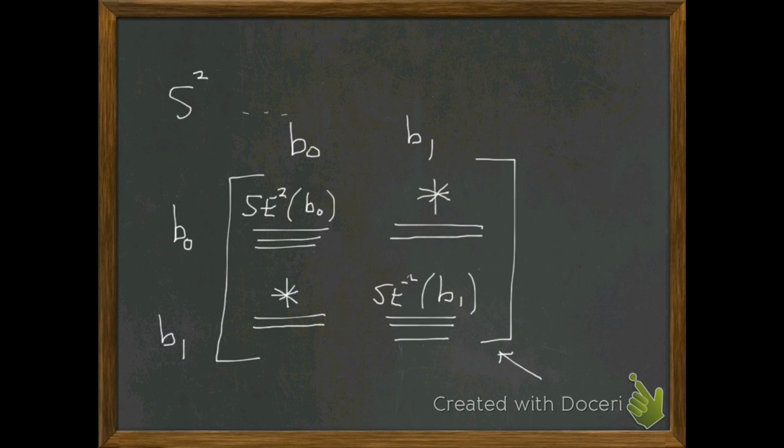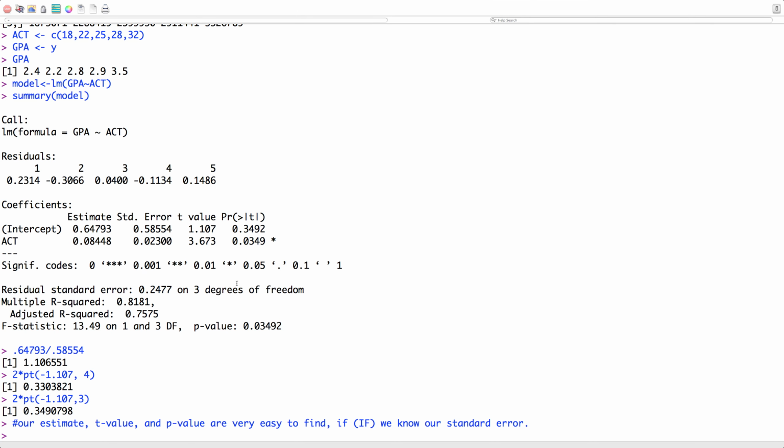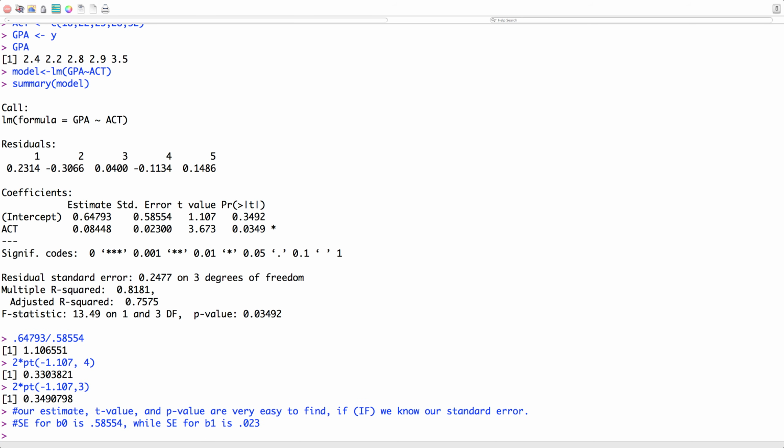Okay, so let's go do that. So from before, we know the standard error. Our standard error for B0 is 0.58554, while the standard error for B1 is 0.023. So guys, using what we talked about there, we need the mean square error.